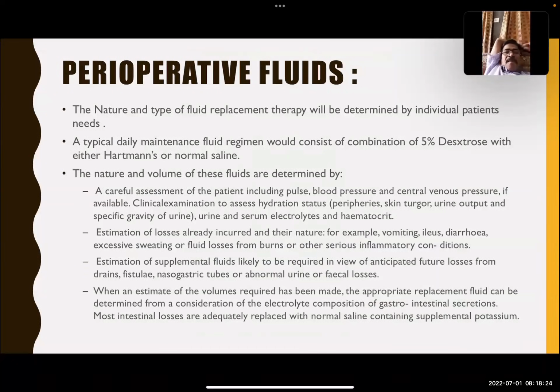The perioperative fluids, the nature and type of fluid replacement therapy will be determined by individual patient needs. A typical daily maintenance fluid regimen consists of 5% dextrose with either Hartmann's or normal saline, and the nature and volume of these fluids are determined by a careful assessment of the patient. This will be covered by the next speaker. This fluid management is covered by the third speaker.